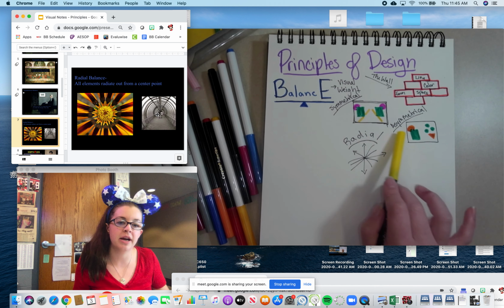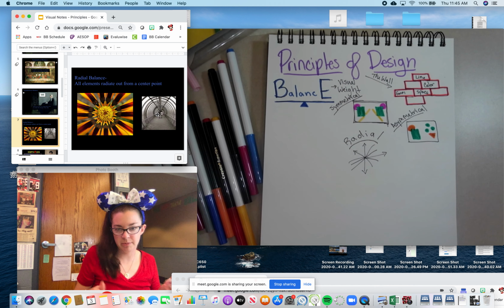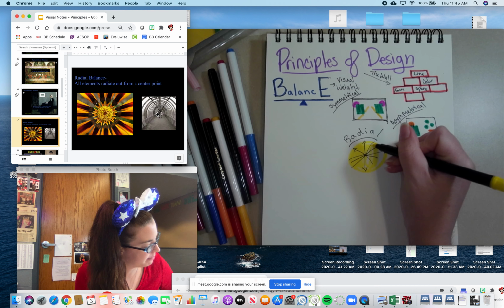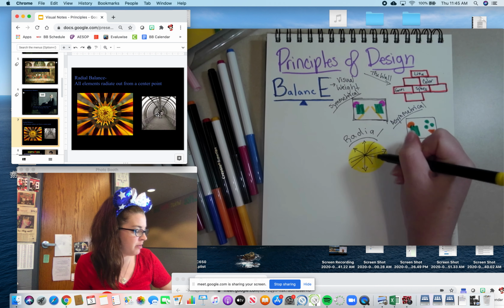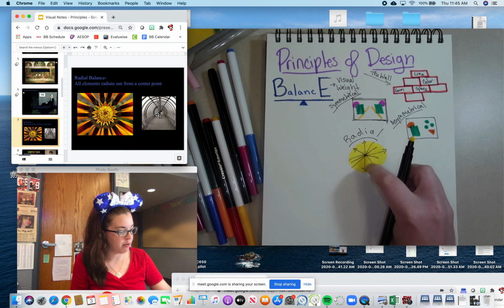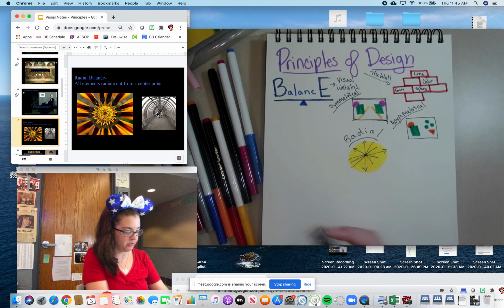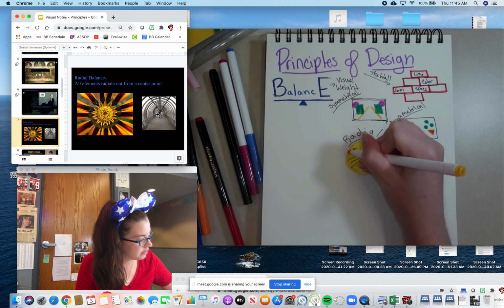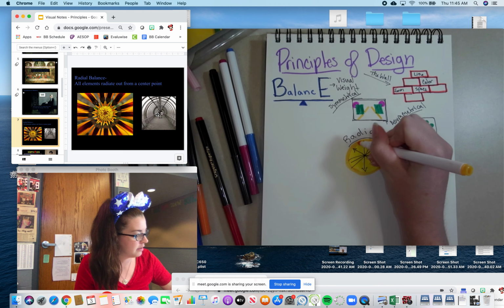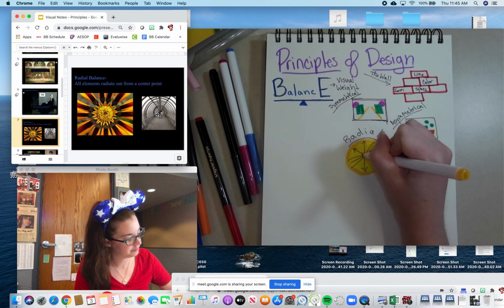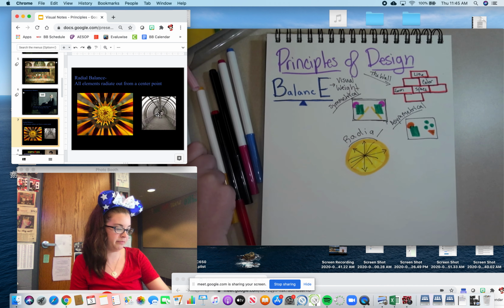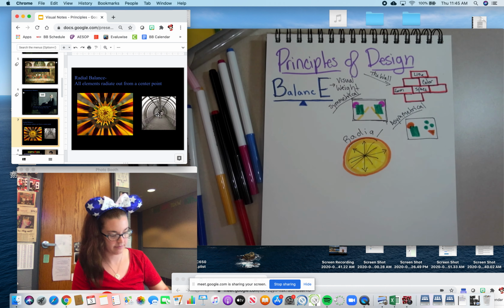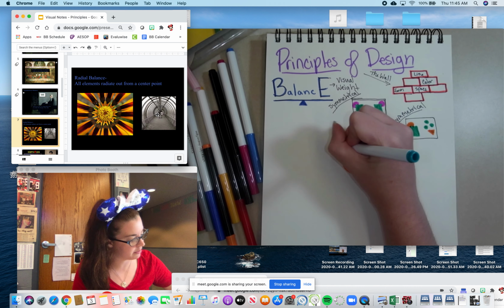Now, this right here, my little arrows, looks to me kind of like a lemon. So I'm going to go ahead and make it a lemon. So now not only do I have lines that tell me, okay, radial balance is the elements coming out from the center, I have those few arrows there. I also have an example of a subject that has radial balance. Maybe it's an orange. Kind of think of like sun rays, how things radiate out.